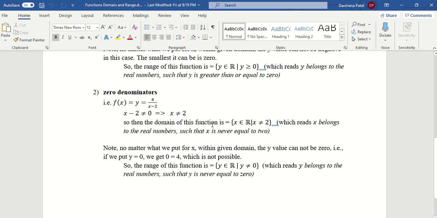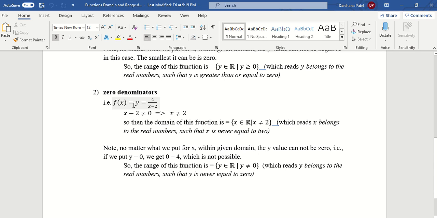So then the domain for this function is x belongs to R, or x is an element of real numbers such that x can never be equal to 2. So it can be anything else other than 2. Now, how about the range? So we cannot have x equal 2. But what are the restrictions on y values?